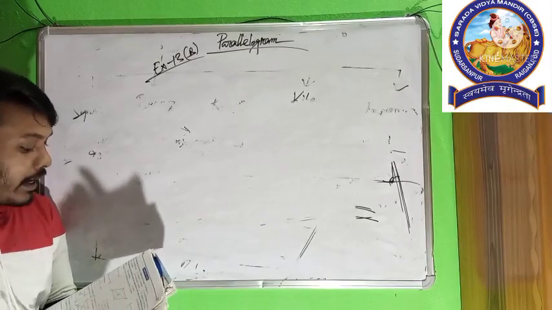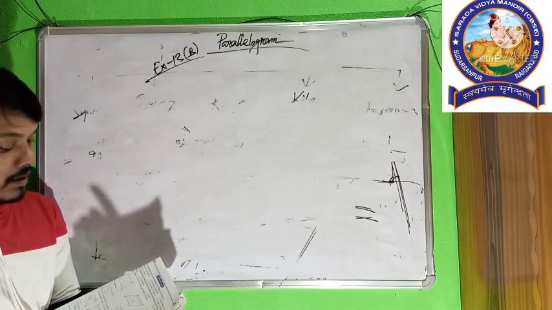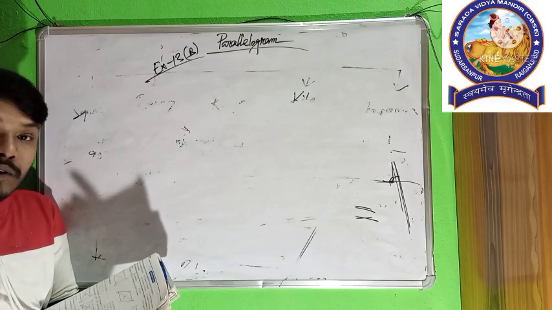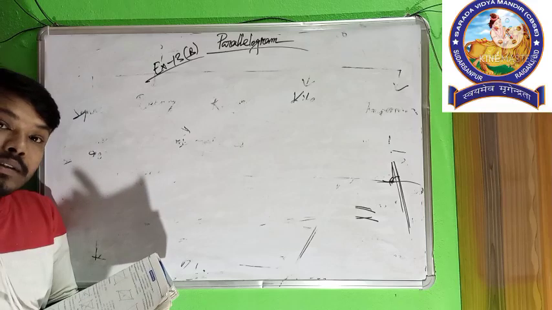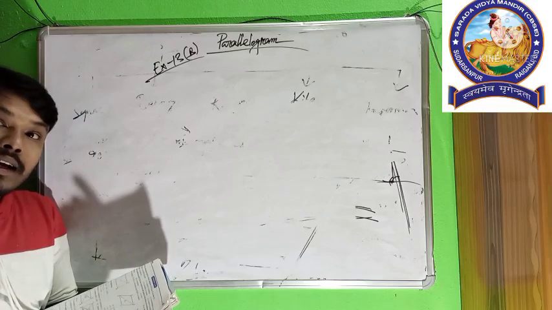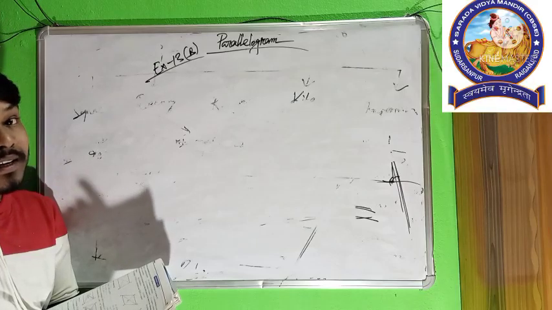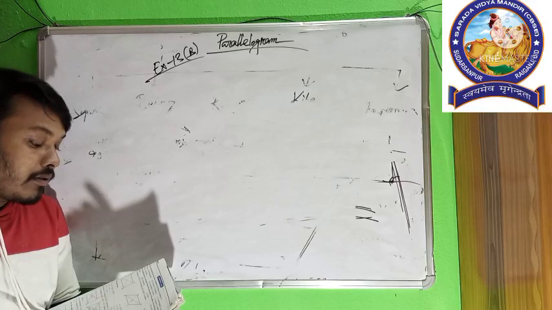A rectangle is a parallelogram. Just now I told you, a rectangle is a parallelogram. It is true. A square is a rectangle. It is also true, because in the definition of a rectangle, opposite sides are equal and each angle is 90 degrees. So in a square, opposite sides are equal and the angles are also 90 degrees.